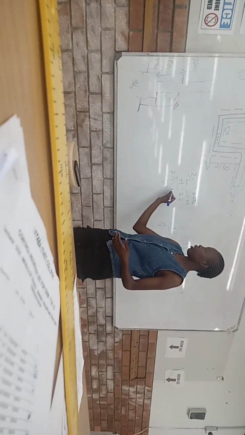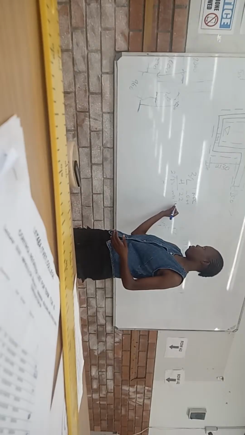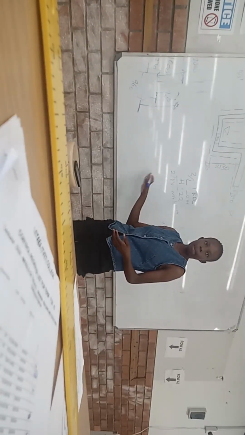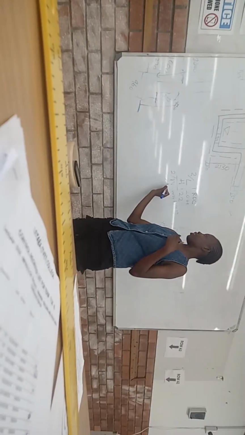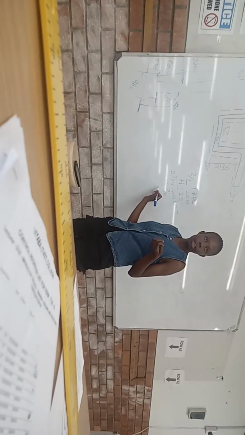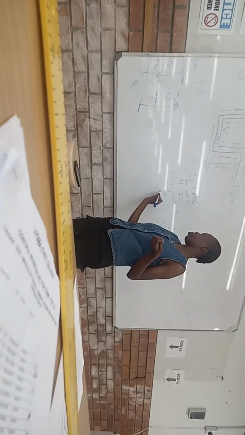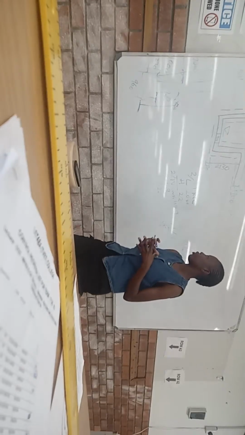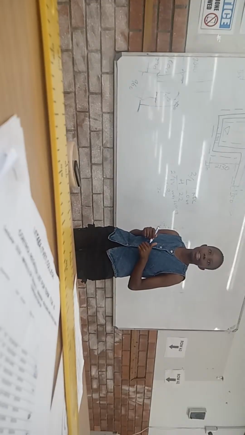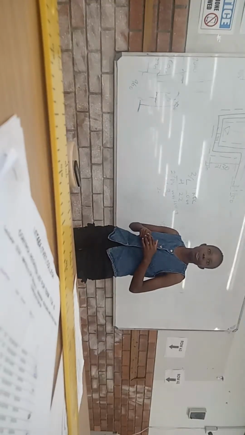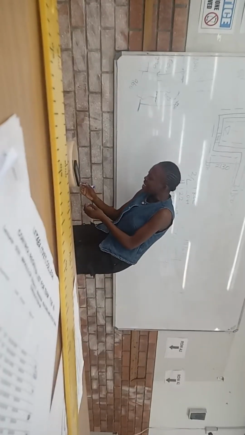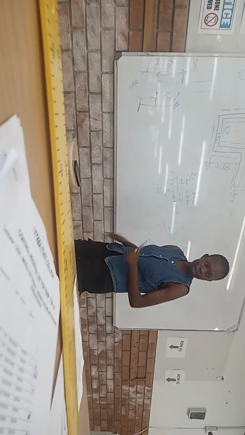The width of the trench uses the width of the footing. So what's the width of our footing? 0.96. And then the height? 1.22. 1.22 is the height of the trench. So we are done with 2.1. Okay, and then 2.2.